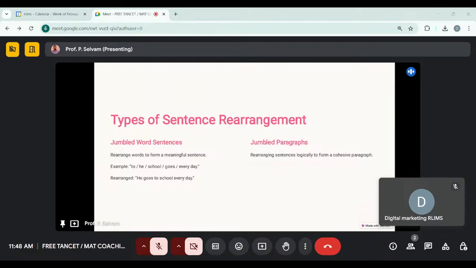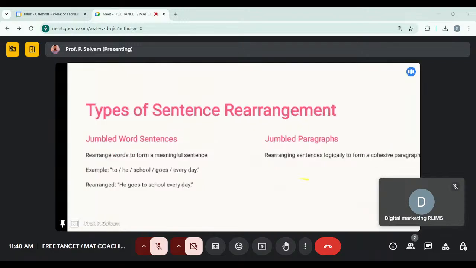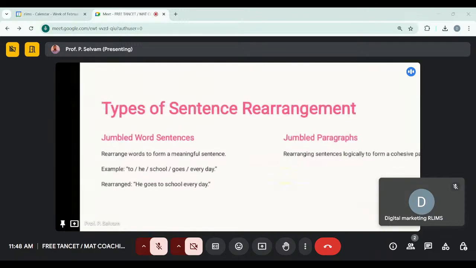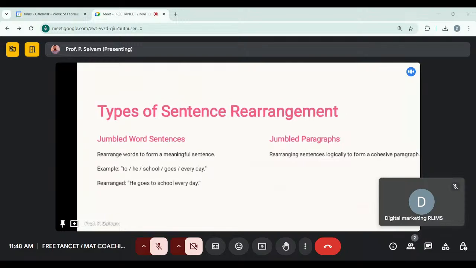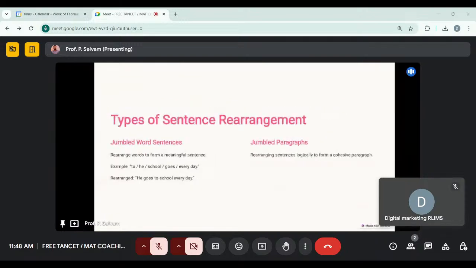Jumbled word sentences are much easier. Look at the example. To his school goes every day. He goes to school every day. So this is jumbled word. When it comes to jumbled paragraph, you will be given four sentences. Which sentence will come first, which one will come second, which will come third, so that logically, grammatically, coherently, the paragraph becomes meaningful. I'll give you some tips.